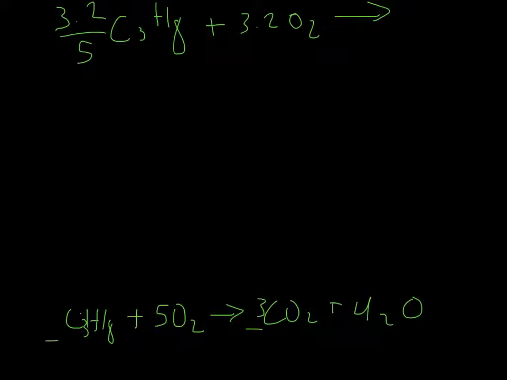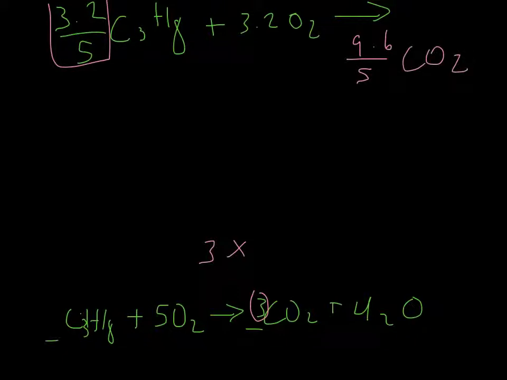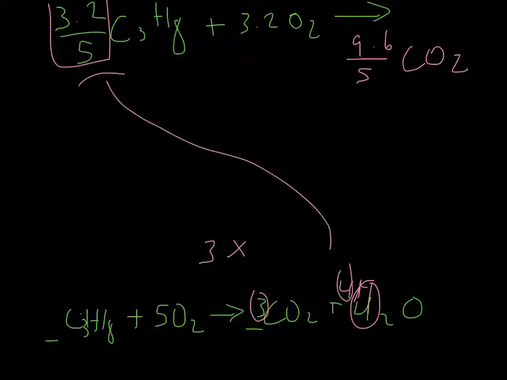So we're going to have 9.6 over 5 of CO2. If you don't know where I'm getting that number, it's the 3 from there times that number there. And we're going to have the 4H2O, right? We're going to have that 4 times that number also. So plus 12.8 over 5 H2O. So in this reaction, the limiting reagent is oxygen.